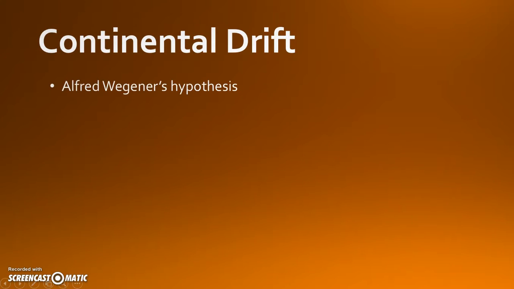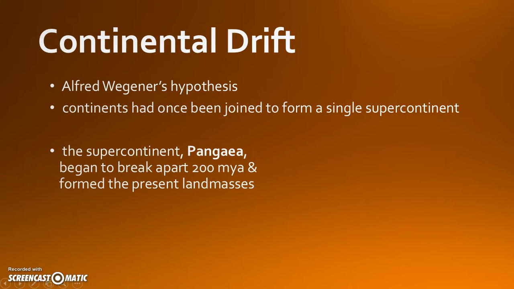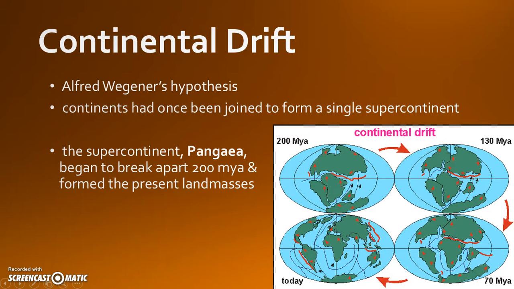So what is continental drift? It's the hypothesis that Alfred Wegener came up with. His hypothesis stated that continents had once been joined to form one single supercontinent. So instead of having our 7 different continents that we have now, everything was put together as one big landmass. The supercontinent he named Pangaea. And he said that Pangaea began to break apart and move around about 200 million years ago, and that is what has formed our land masses today.